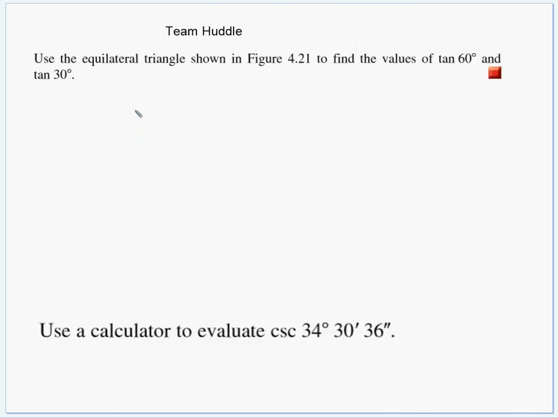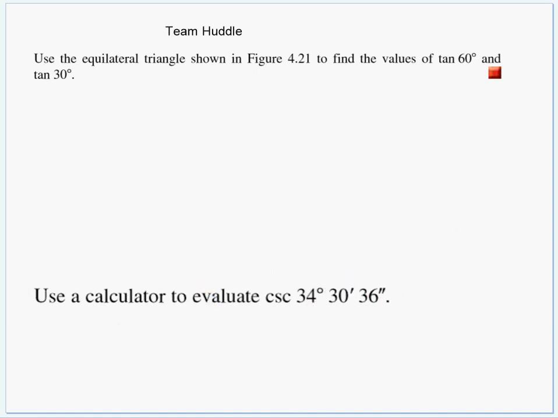Okay, a couple for you to try on your own. Tan of 60, tan of 30. So go back to that example a couple examples ago with the 30, 60, 90. And then here find the cosecant of that angle. Okay, tan of 30, tan of 60.